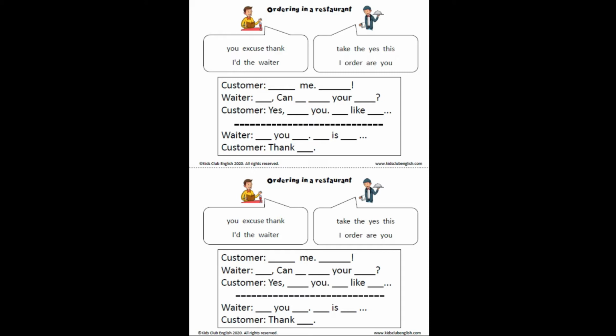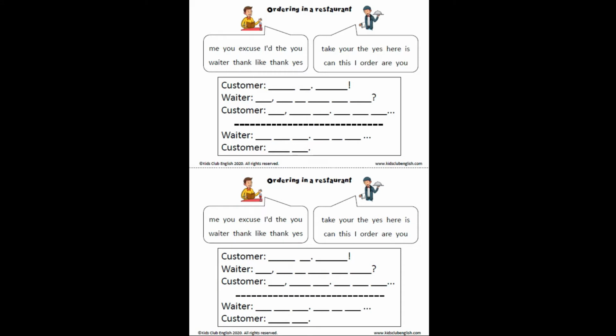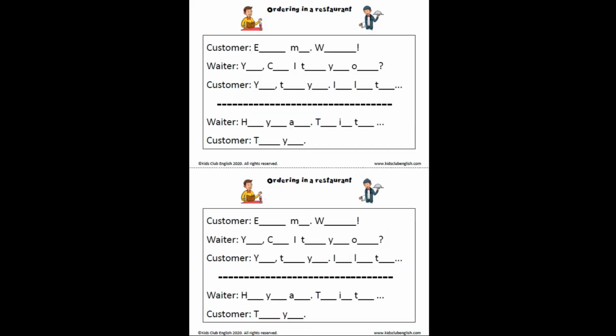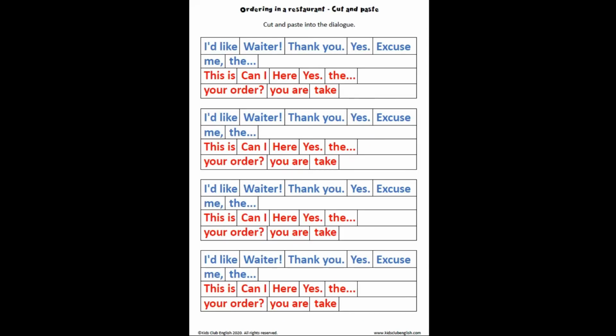These ones, they gap fill with the words that are there for them. These have all the words taken away, so they have to complete the whole lot. And these ones have the first letter but no word prompts. Then you've got this version as well, which can be done as a cut and paste activity with the different words and phrases.